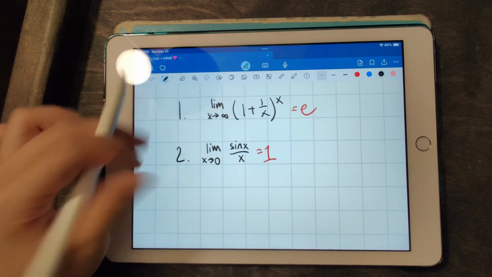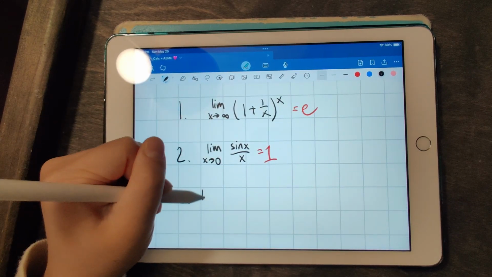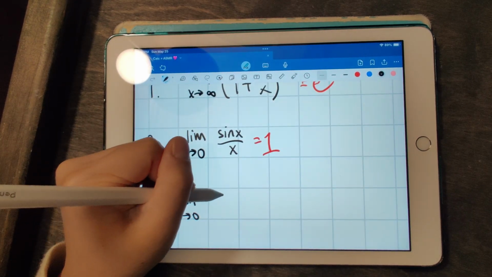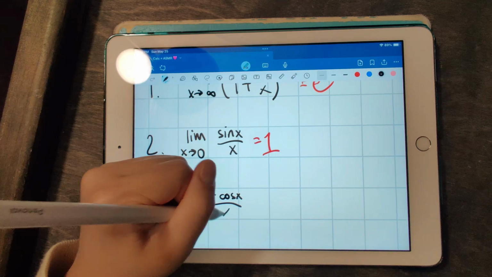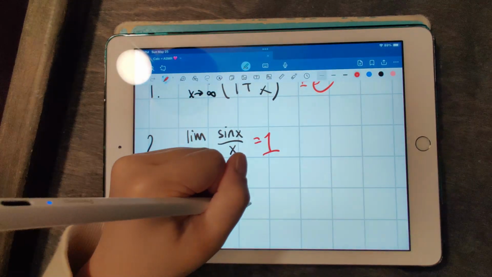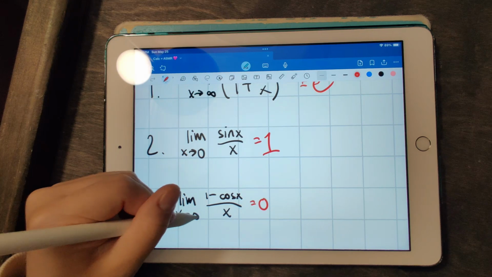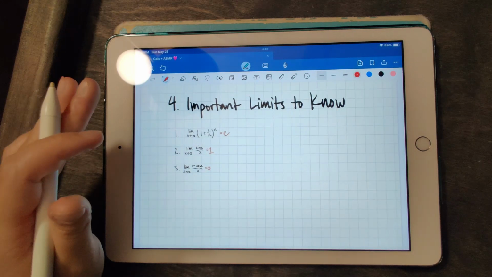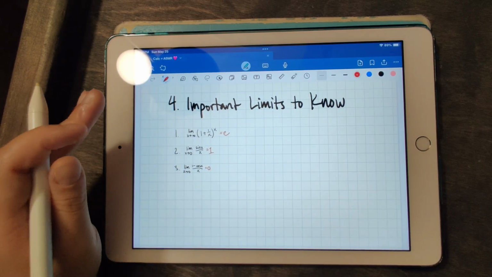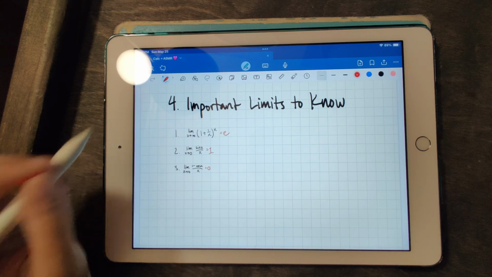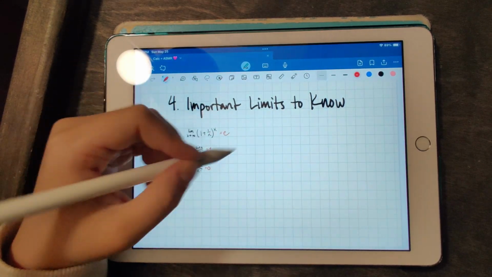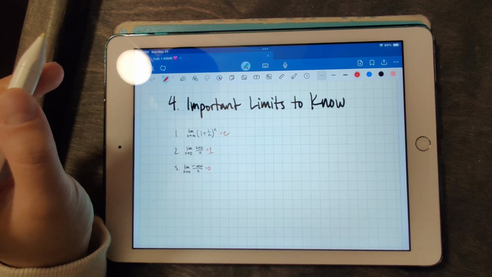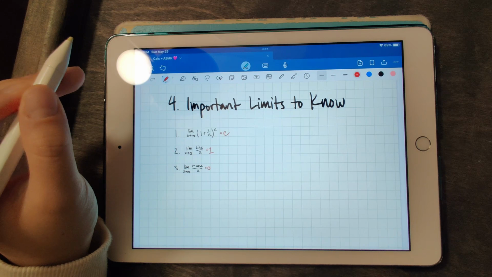And finally, the third limit is the limit as x approaches 0 of 1 minus cosine x over x, which is equal to 0. Again, I'm not going to prove that now. There are proofs if you want to look at them online. These are just things that are really important to memorize for any calc exam. They're what I memorized for my AP Calc BC exam, in fact.